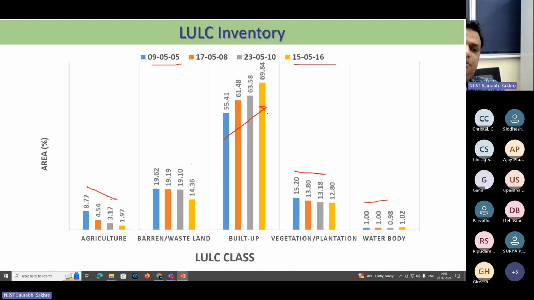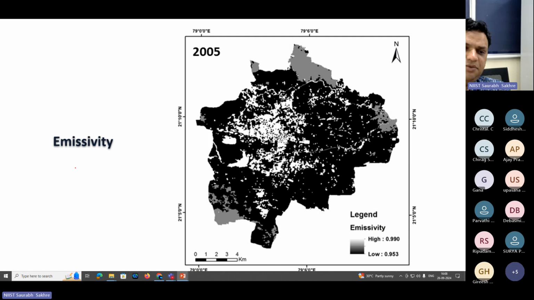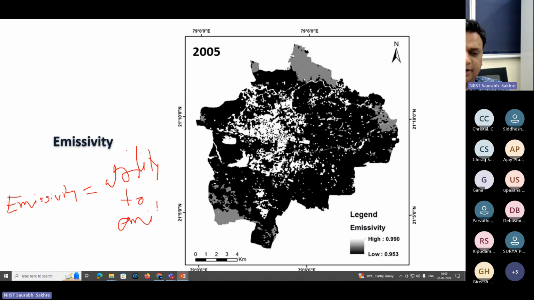Then we prepared some maps for emissivity. Now let me explain emissivity. I already explained it in my first lecture of the second day. What is emissivity? It is the ability to emit the absorbed radiation. Whatever EMR radiation the land has absorbed, after some time it will emit back into the atmosphere. That emitted part will have a longer wavelength, and that wavelength will be recorded by the sensor.